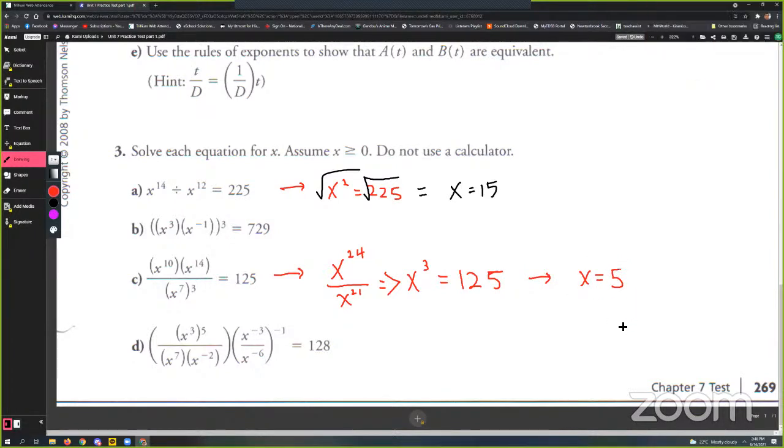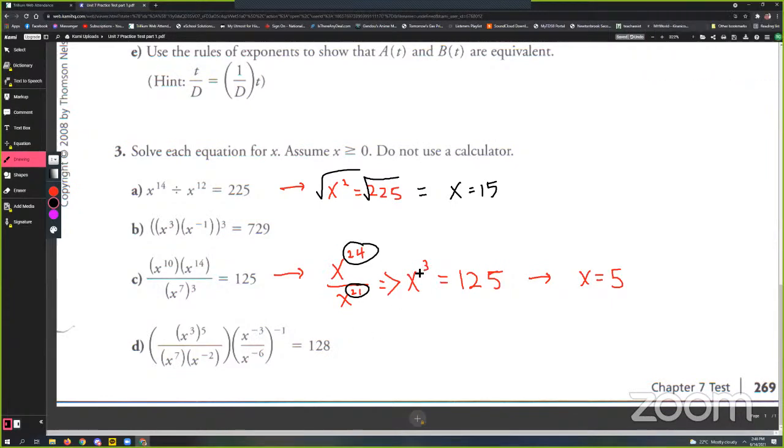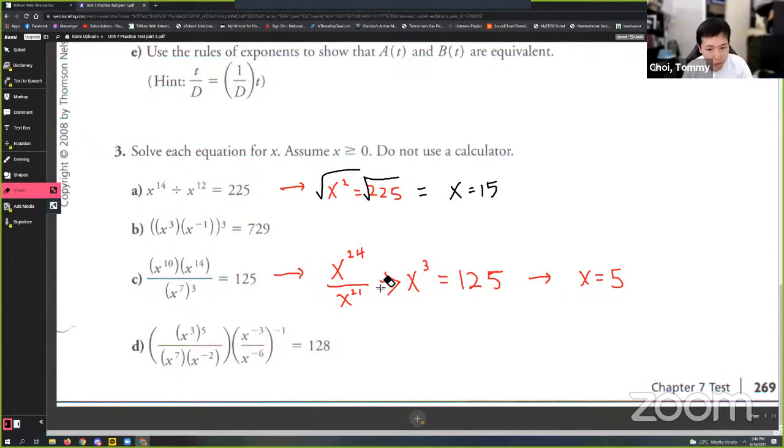Why is it x cubed? Why do we do x cubed there? Because 24 minus 21 is 3. Oh, I see. Okay. Sorry, I missed the thing here. So give me 1 second. Let me fix that. Let me just redo this.